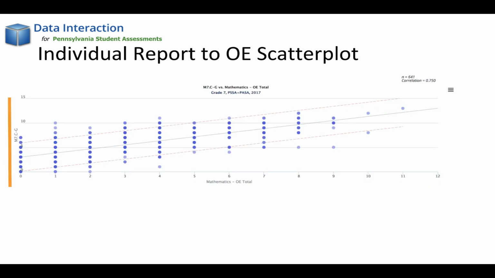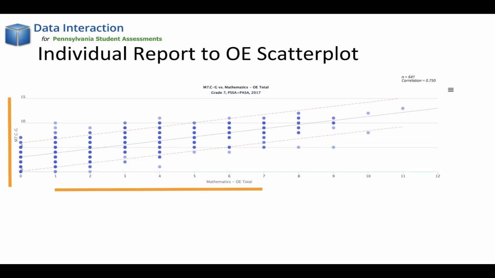What is this? Yes, we have a scatter plot. I have an orange line there showing that on the vertical side, it's showing all of the geometry, M7, C-G, all of the geometry possible points, and it's comparing those points to all of the math open-ended for grade 7 for the students in this district. I could grade 7 in particular. So each dot represents a student. The darker the dot, the more students with the exact same score are layered on there.